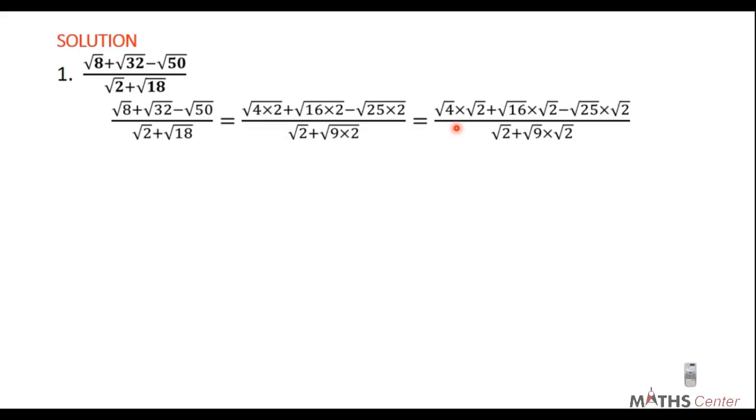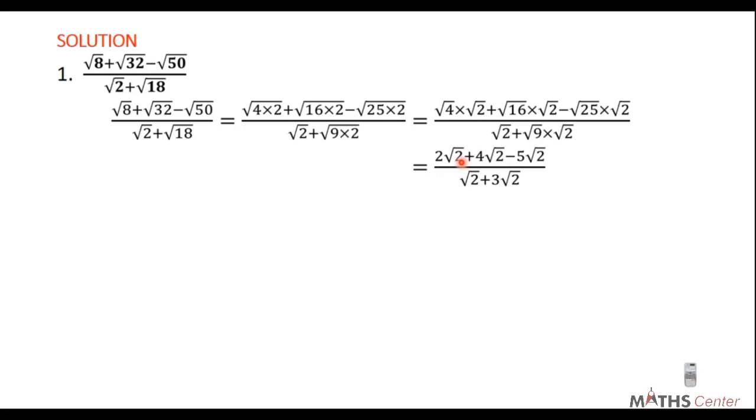Now, if you watch previous videos on reduction of surds to their basic form, you understand how we got these numbers here. So square root of 4 will give us 2 times root 2, which is 2 root 2. Then square root of 16 will give us 4 times square root of 2, which is 4 root 2, minus square root of 25 will give us 5 times square root of 2, which is 5 root 2, divided by, we already have square root of 2 here, then plus square root of 9 will give us 3 times square root of 2, which is 3 root 2.